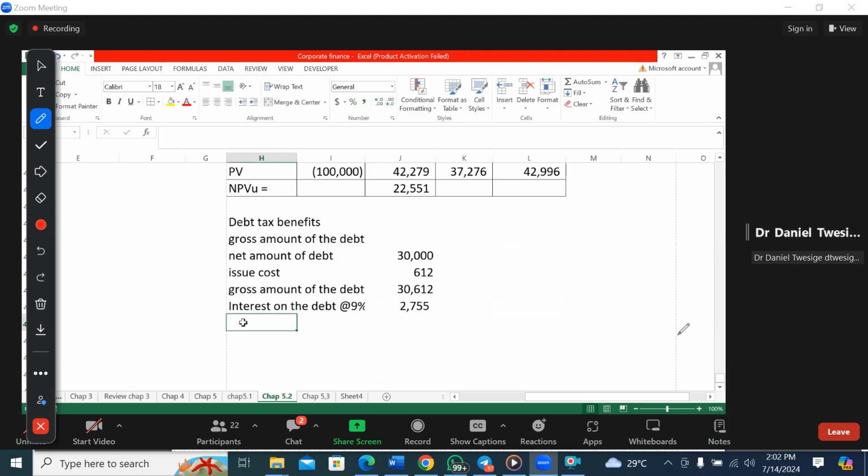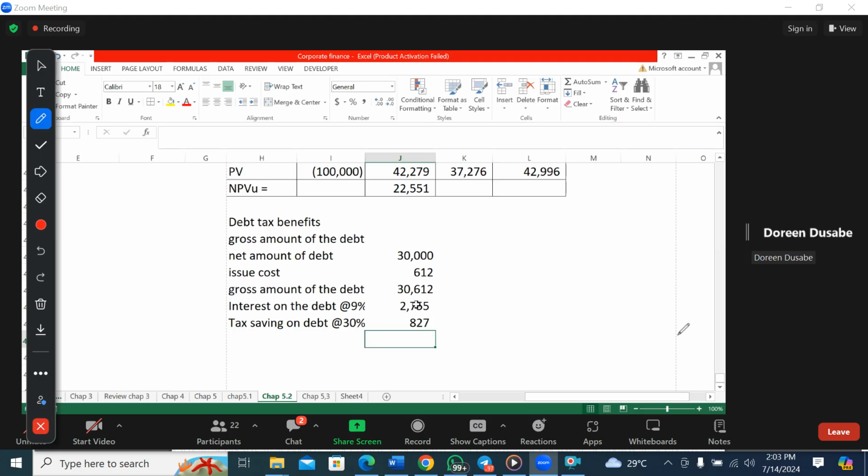And what will be the tax saving on debt at 30%? We are getting this times 30%. I get that tax saving on the debt. Anything else we need to calculate?